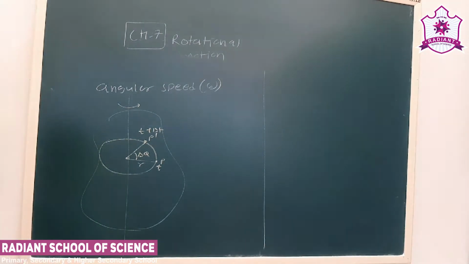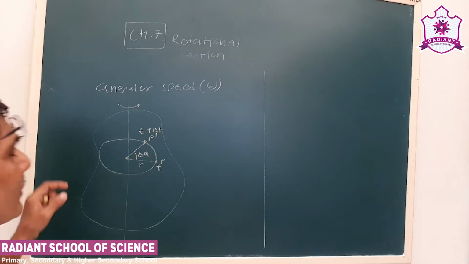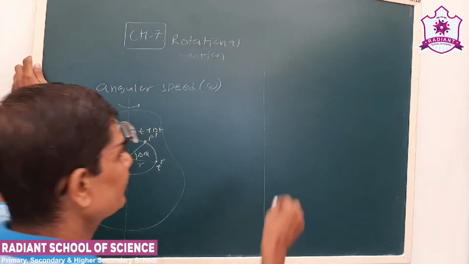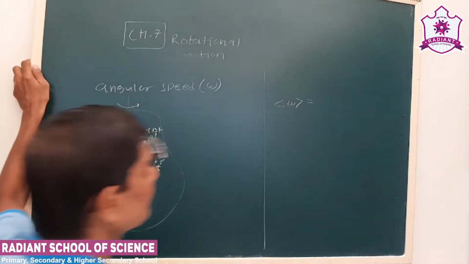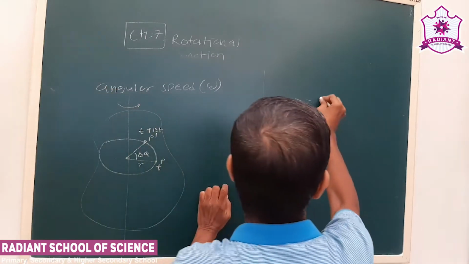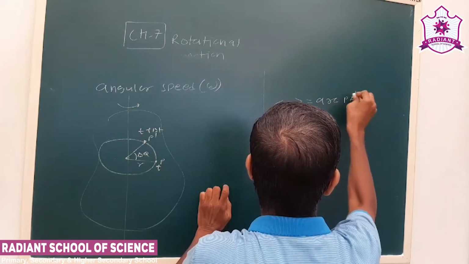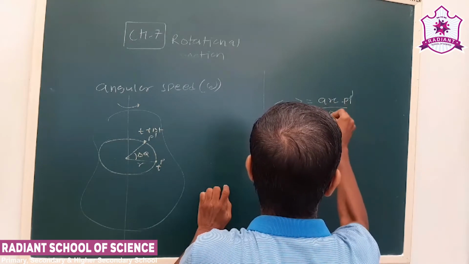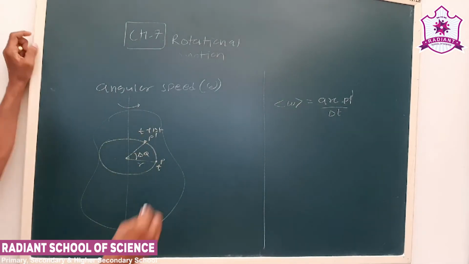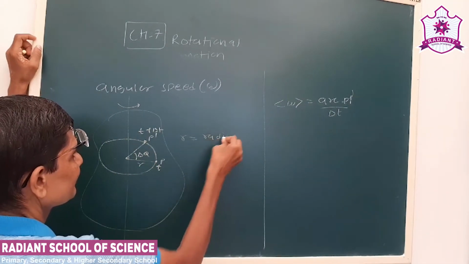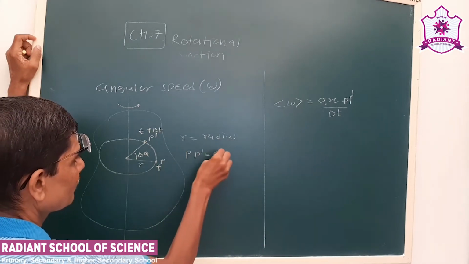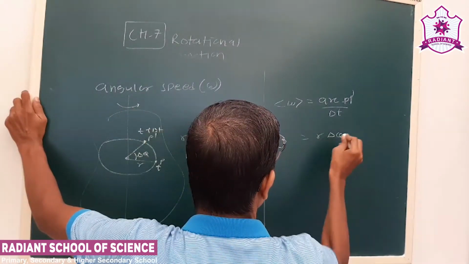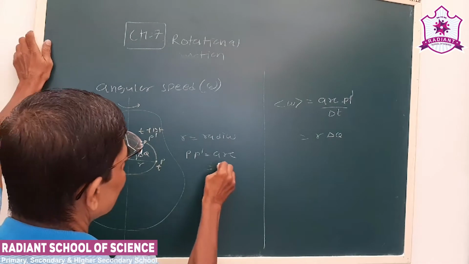Now see the angular speed. Angular speed is path length upon time. This is arc pp dash upon delta t. r is the radius of the circular path, and pp dash is nothing but an arc of the circle. What is the length of the arc? The length of the arc pp dash will be r into delta theta.